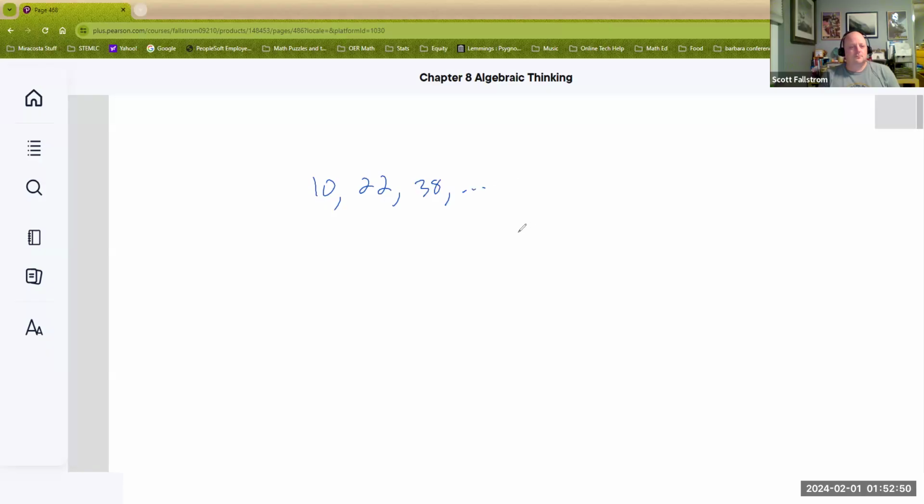Okay. You can look at what are known as the differences, or first differences. So if I subtract 22 minus 10 gives me 12. 38 minus 22 gives me 16.